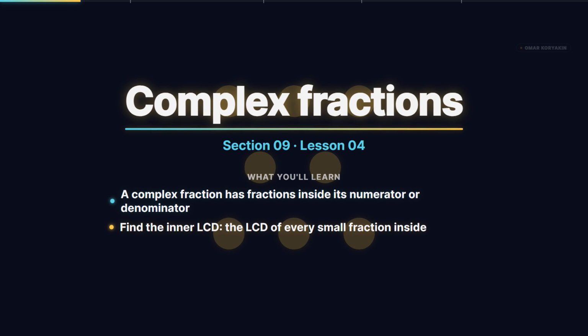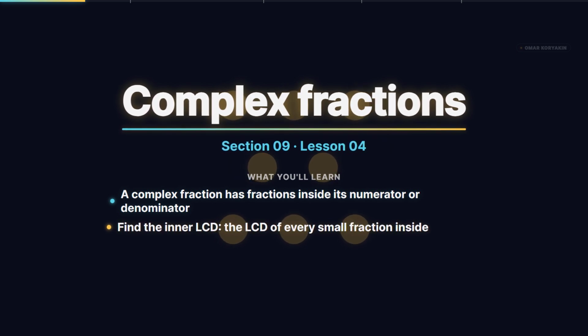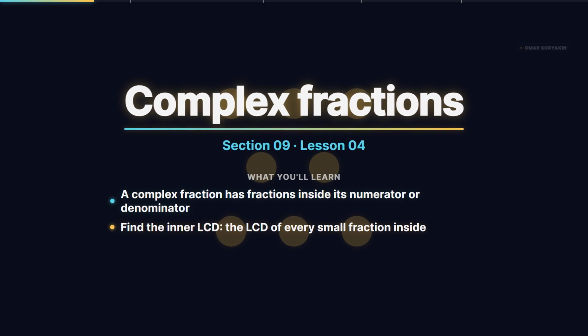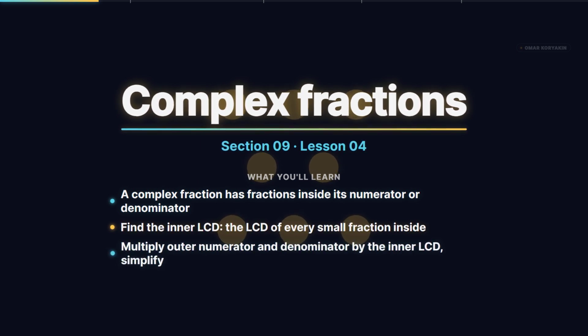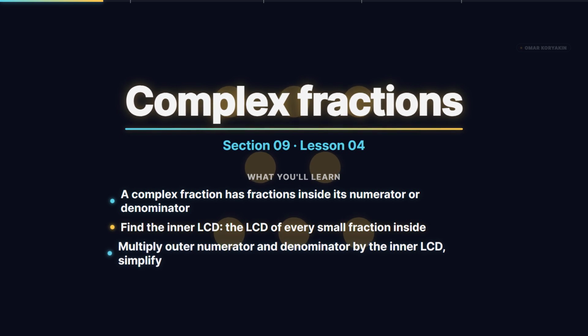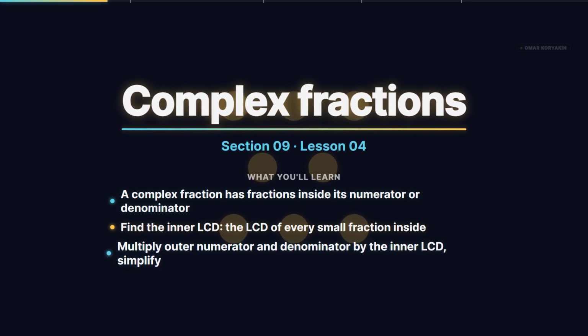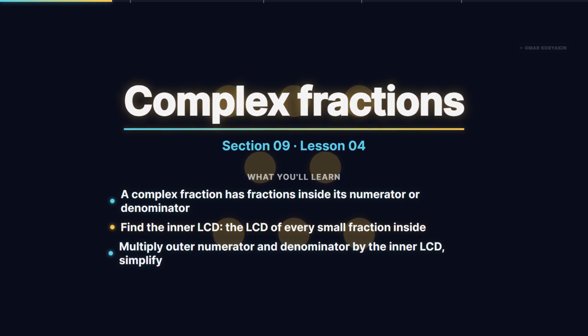Multiply the outer numerator and outer denominator by the inner LCD. The little fractions inside both top and bottom clear to whole expressions, and the complex fraction becomes a single ordinary rational expression that you can simplify by factoring and cancelling.